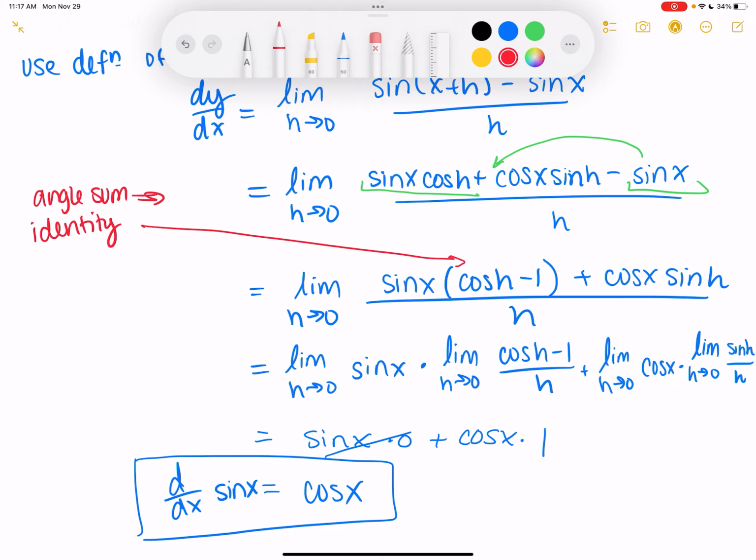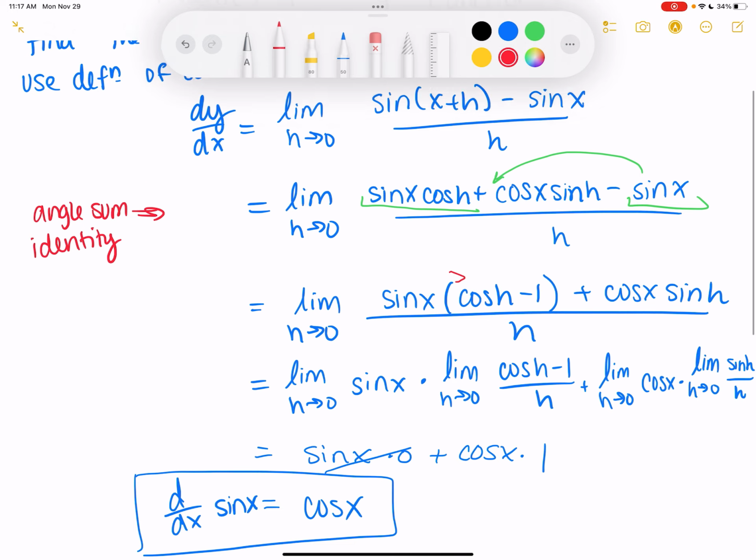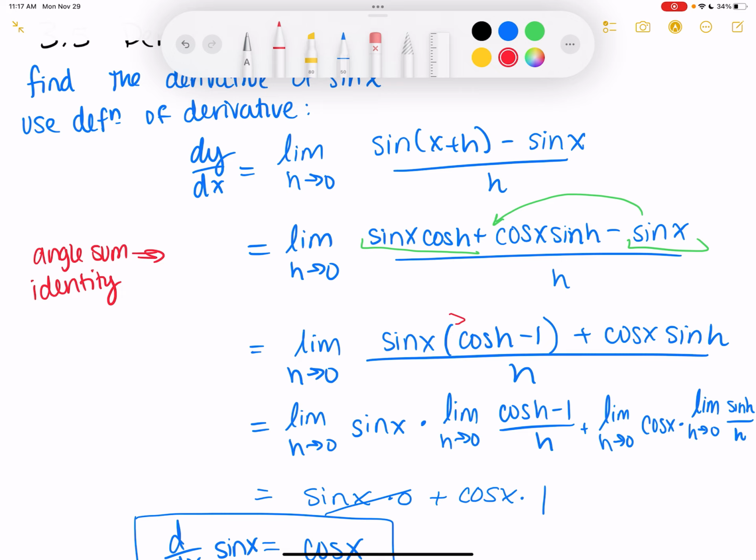Technically, this is not the angle sum identity. Why did I just write this? The angle sum identity is what gets us from here to here. So this piece gives us this, basically. Then what I did is, because there was a sine of x in two of the pieces, I combined those and pulled out a sine of x to simplify things down as much as possible.